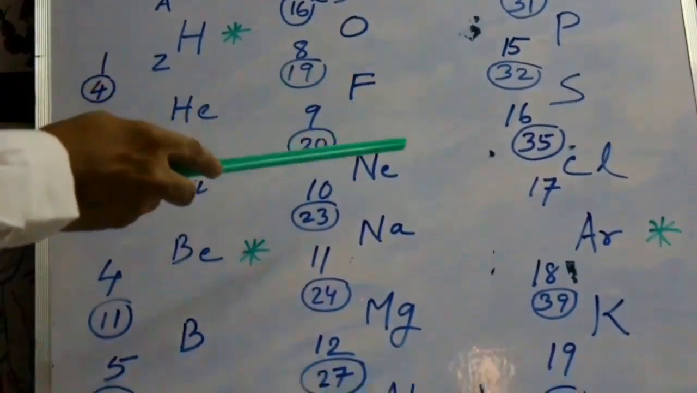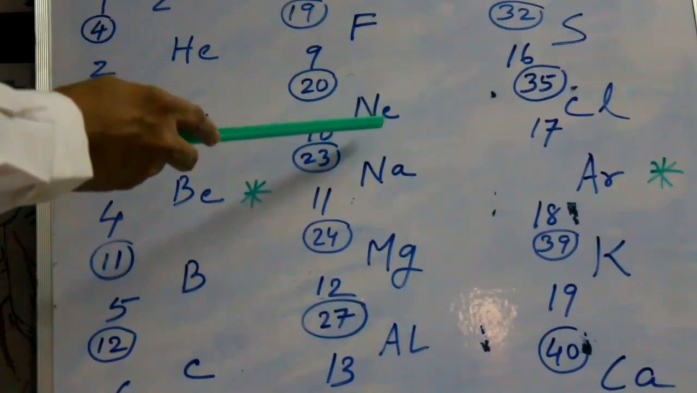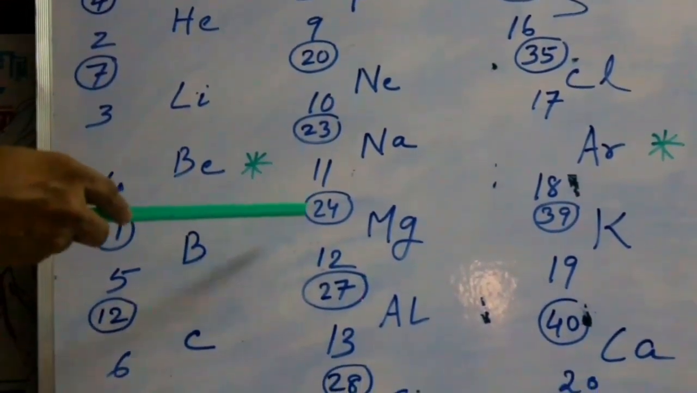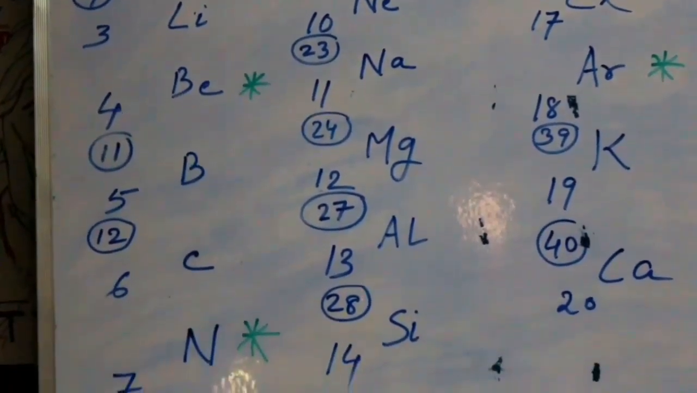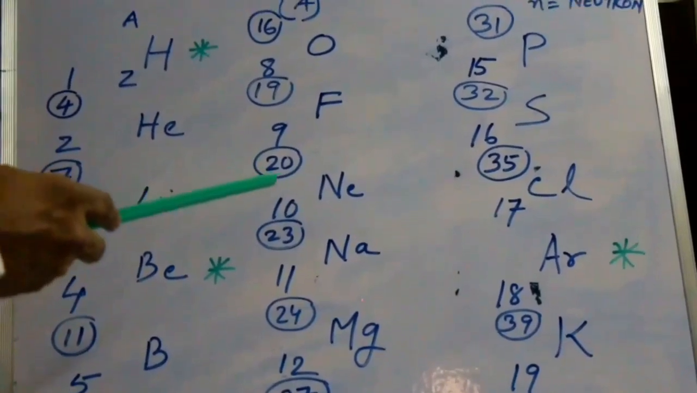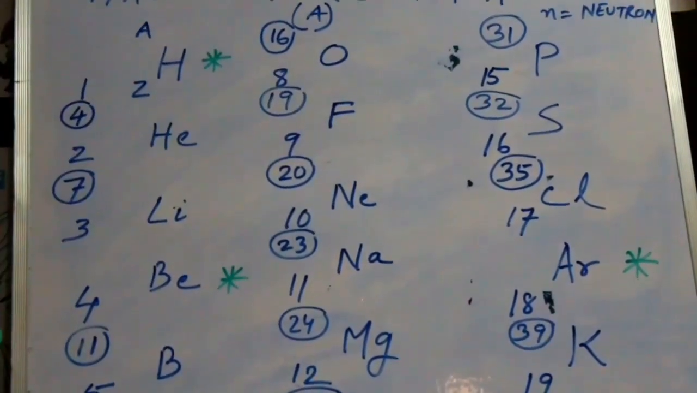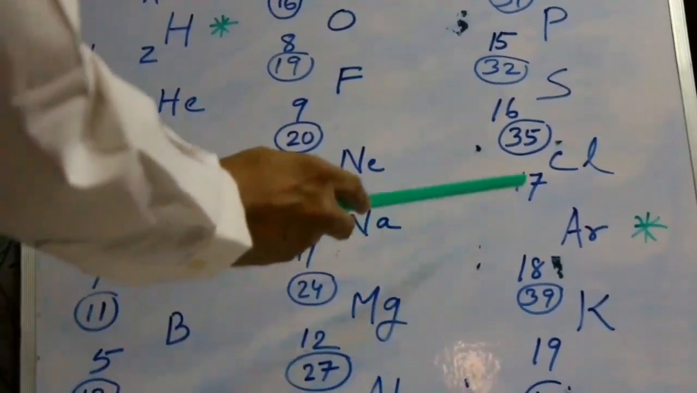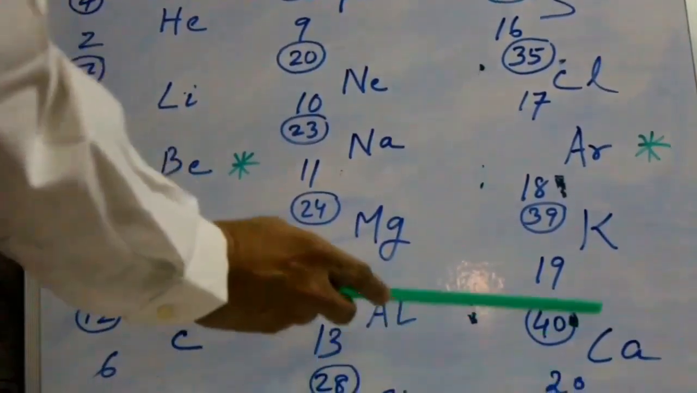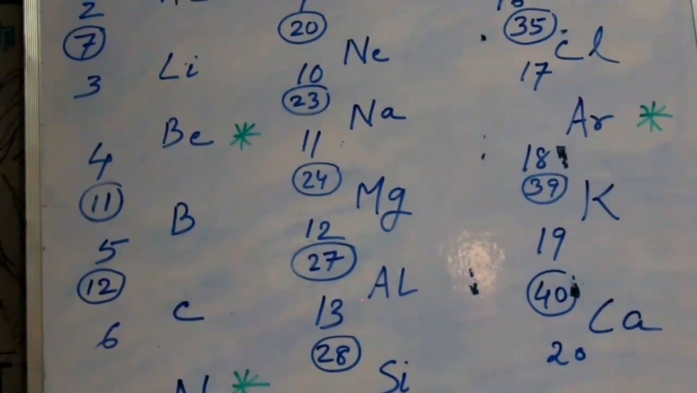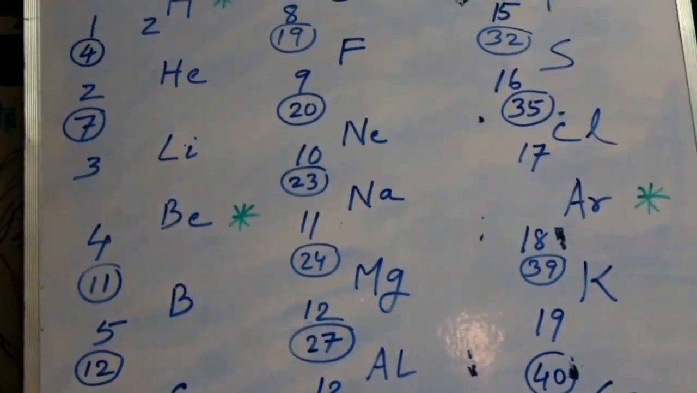Then we have fluorine. Then we have neon. Neon is 10, double is 20. Then we have magnesium. 12, double is 24. Silicon. 14, double is 28. Then we have sulfur. 16, double is 32. Now argon is an exception, and we have calcium. 20, double is 40.